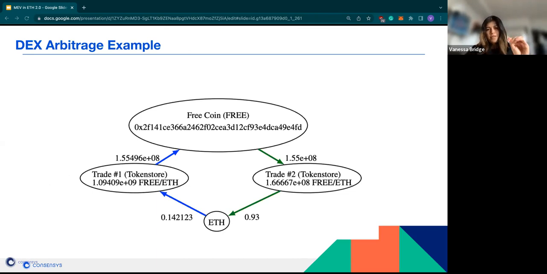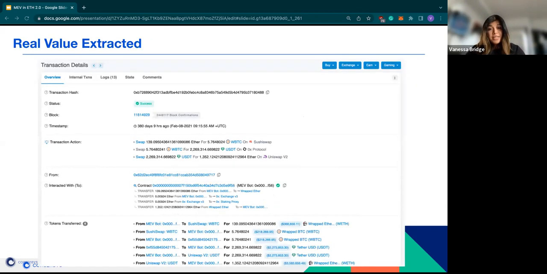Let's say that we have this token, the free token, and it's listed at 1.094. And then in another exchange it is listed at 1.666. So if you have enough ETH, you can buy this token, change it into the free token coin, and then sell it to another exchange, and then create some profit for yourself. So in this example, you go from 0.14 ETH roughly to 0.93, which is a substantial reward. And there have been many cases of this.